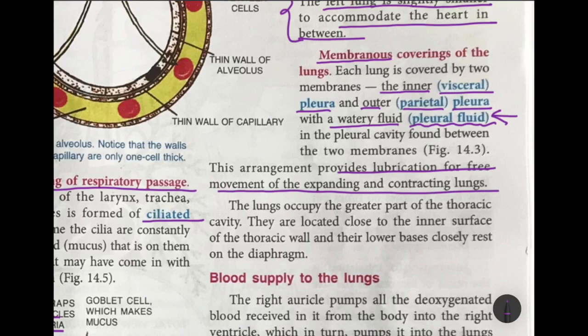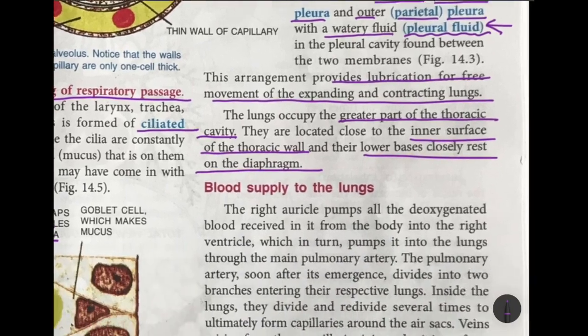The lungs are always expanding and contracting. For that, the pleural fluid is found in the pleural cavity between the two membranes of the membranous covering of the lungs, so that it will keep them lubricated. The lungs occupy the greater part of the thoracic cavity because it is a big organ. You will find it close to the inner surface of the thoracic wall, and their lower bases closely lie on the diaphragm. The diaphragm is the sheet which separates the abdomen from the chest cavity.